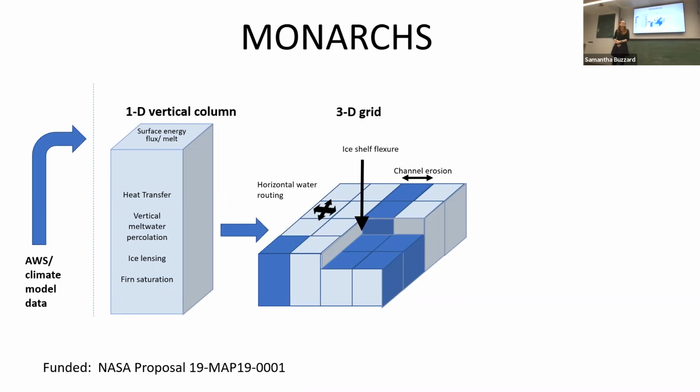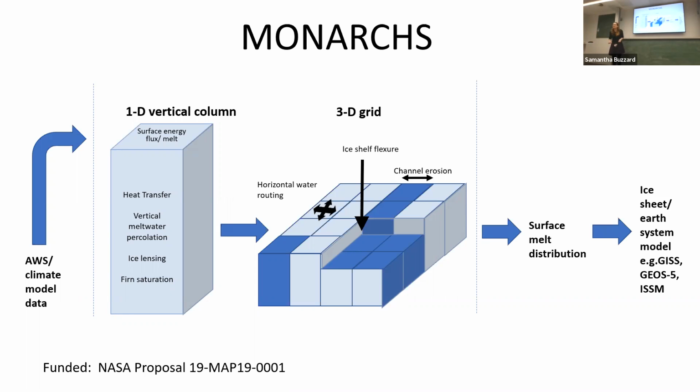So the model can move water around at different levels, so not just at the surface, but also at the subsurface, depending on where these ice lenses form and where water can get down to within that vertical column. Okay, and this allows me to get a surface melt distribution for pretty much any ice shelf in Antarctica, depending on computing power and how much detail you want for any particular region. And the idea is that this will then be incorporated into larger ice sheet and Earth system models.